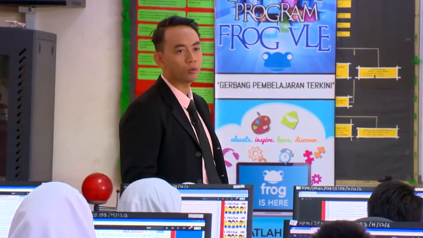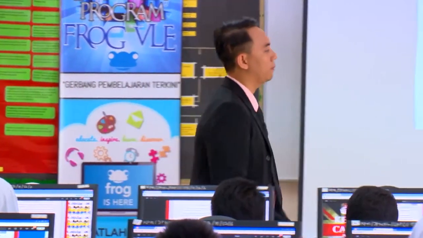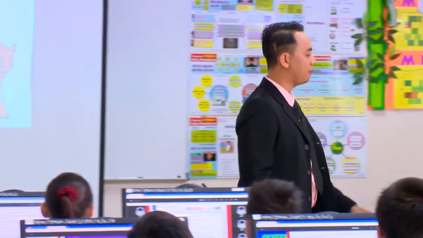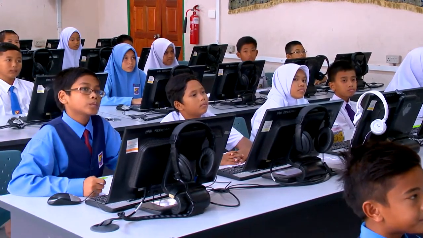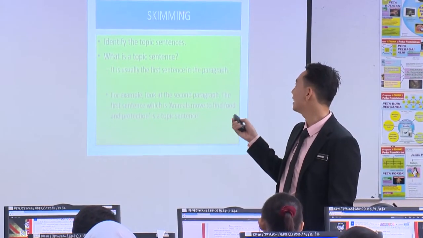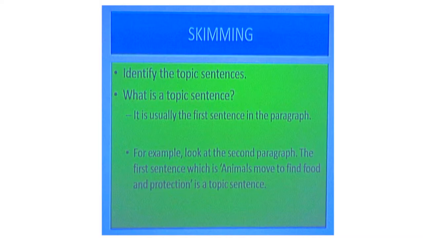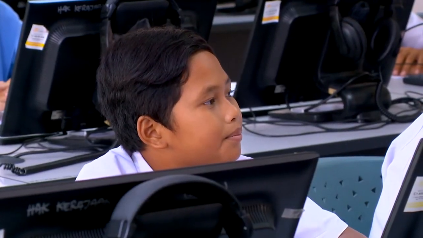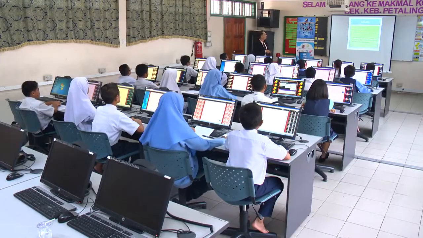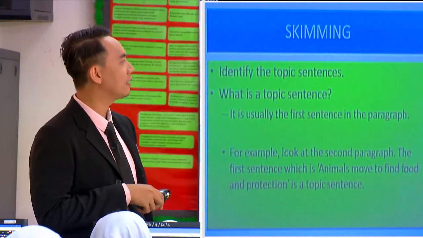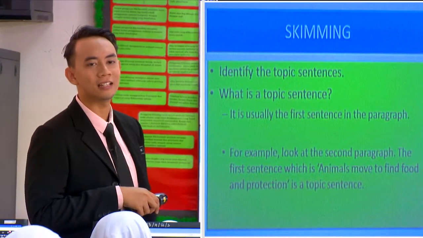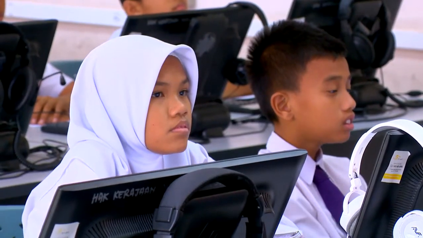So we are going to the reading text. Okay, now in reading, we have many processes. And the process involved in reading is the skimming of the reading text. Skimming a text is identifying the topic sentences. In a reading text, there must be a topic sentence. Alright? So, what is a topic sentence? A topic sentence is usually the first sentence in the paragraph. We can identify the topic sentence by identifying the first sentence of the paragraph.